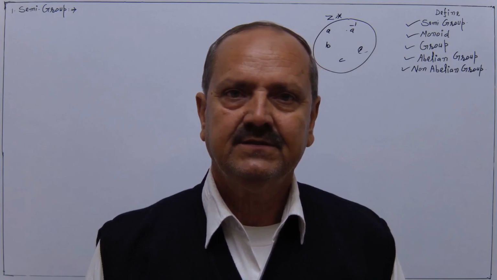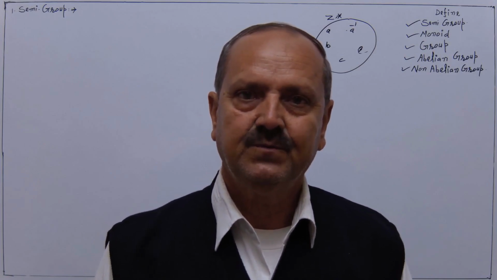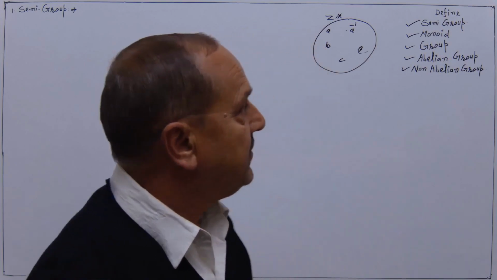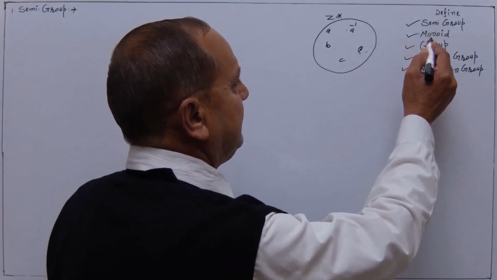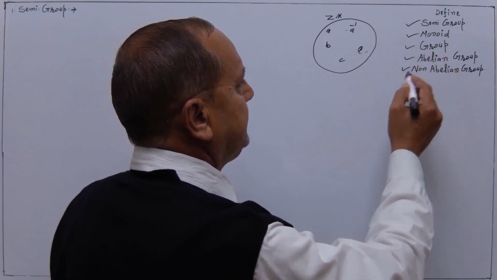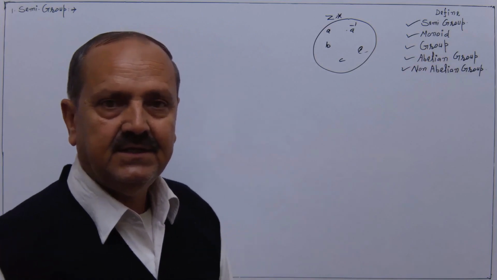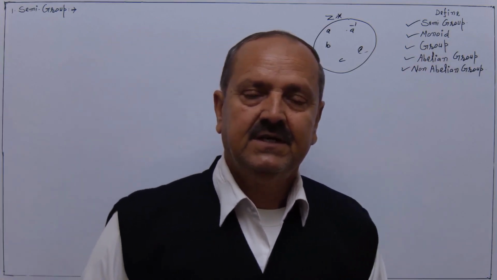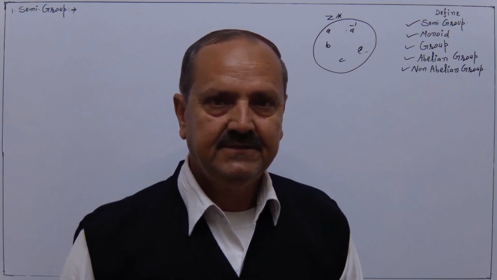Today we shall study short answer questions of group theory. Number one is define semi-group. Second is monoid, group, abelian group as well as non-abelian groups. These questions carry 3 marks each in the university examination.